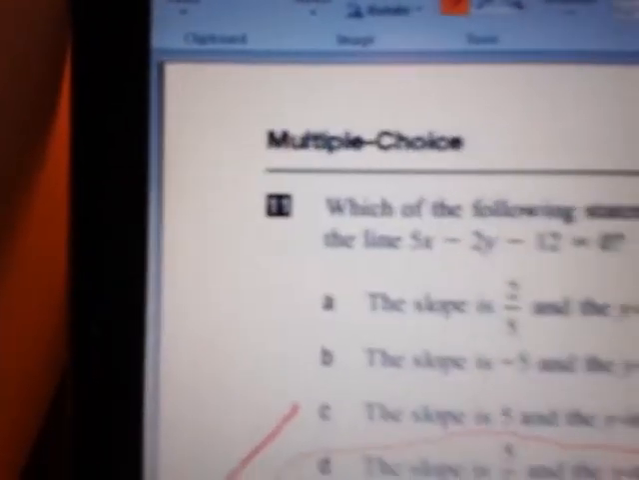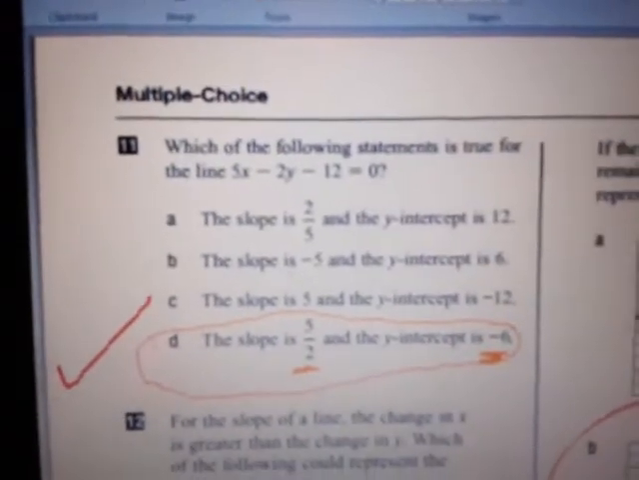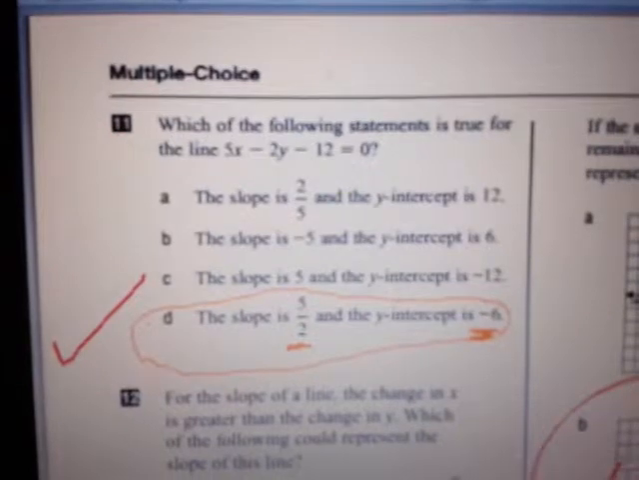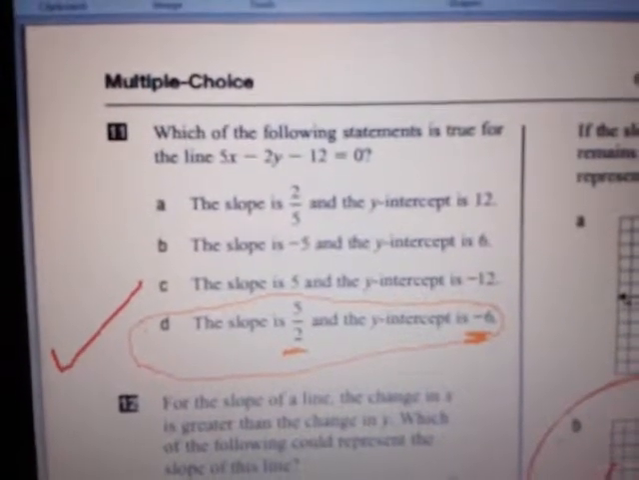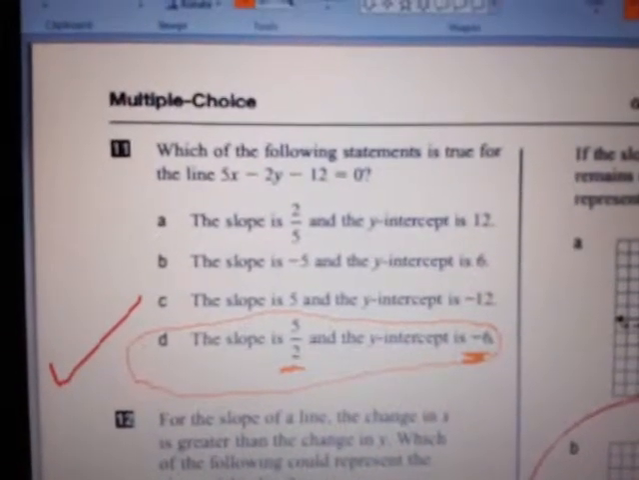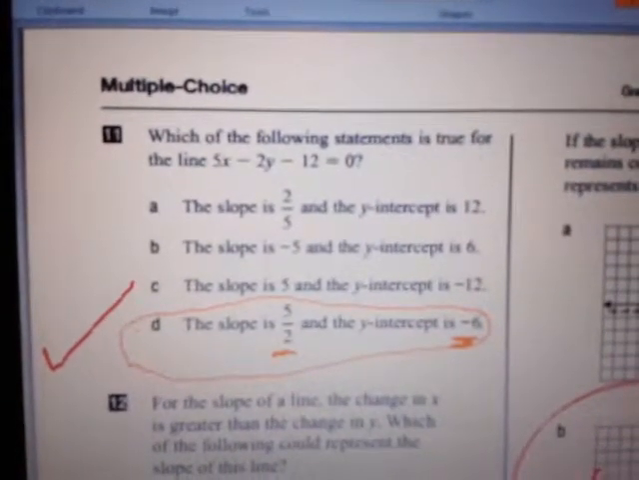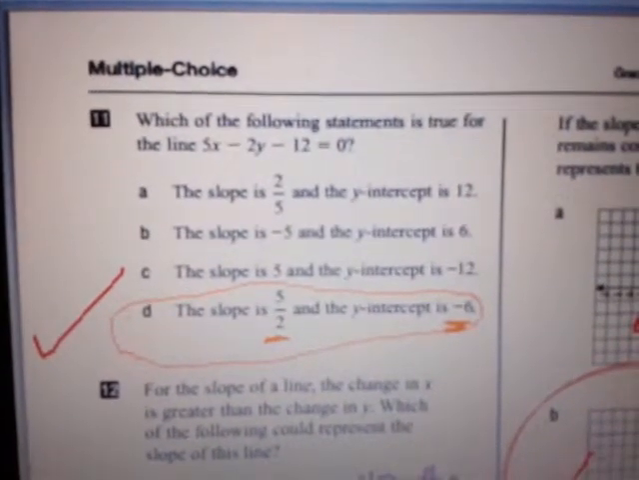Welcome to part 7 of the EQAO Grade 9 Mathematics exam preparation video. I'll be covering questions 11 to 13, which are all multiple choice questions from the practice exam.